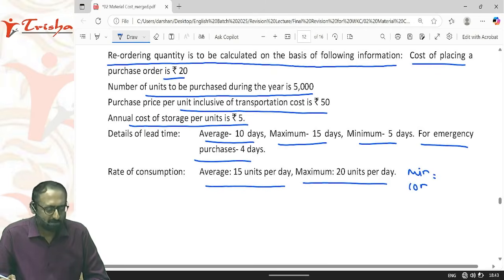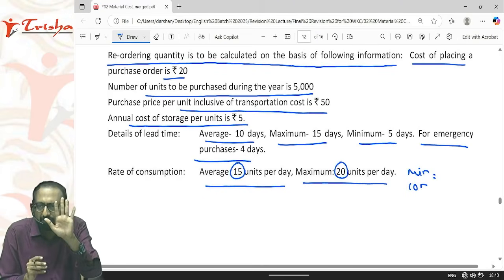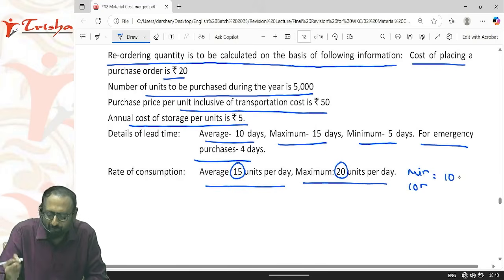Within a second, you will tell me what will be the minimum consumption. Why are you so late, Sirji? Maximum 20, average 15. How much is the difference? 5. So 5 plus 5 minus. Is it 10, Sirji, minimum consumption?